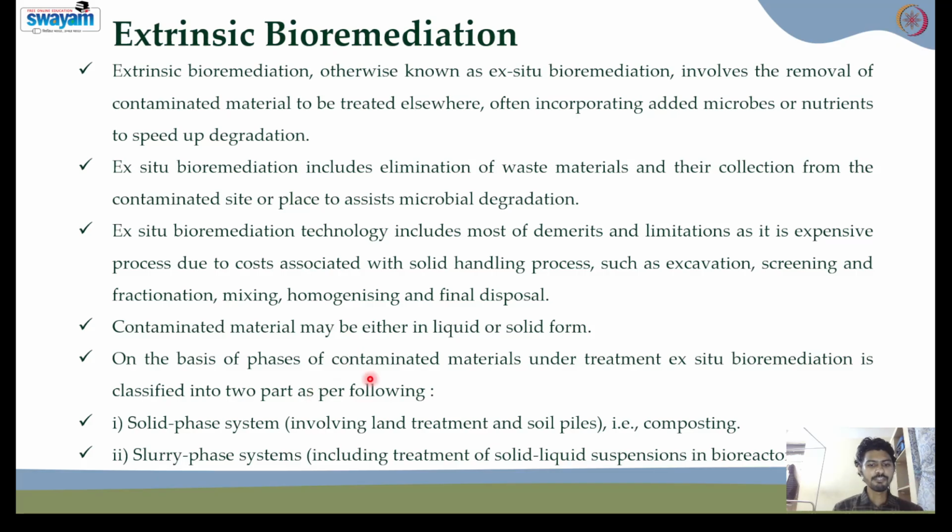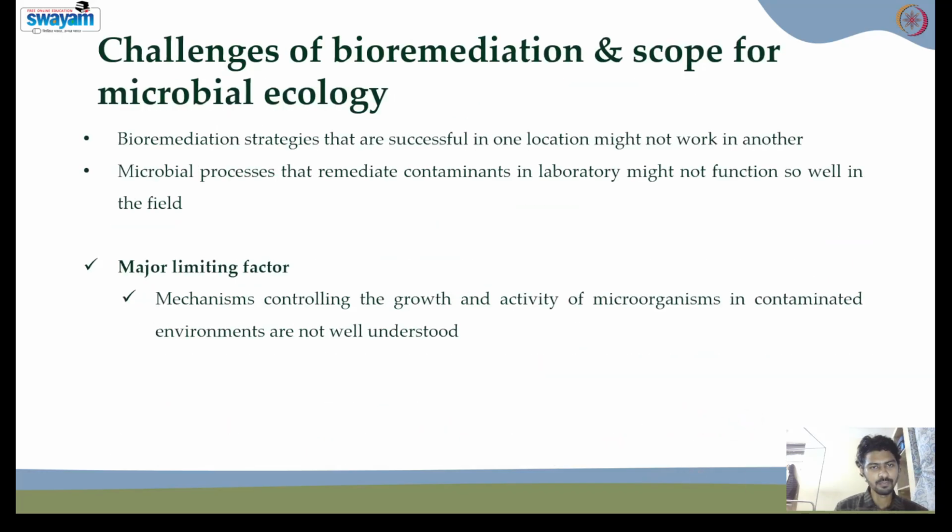On the basis of the phases of materials under treatment, ex situ bioremediation can be classified into solid phase system and slurry phase system. If it is a solid phase, we can go for land treatment and soil piles, that is land composting. Or if your contaminant is a slurry phase system, you can go for a bioreactor in order to treat these contaminants. So these are the two important classifications in ex situ bioremediation, where land composting and bioreactor play an important role.